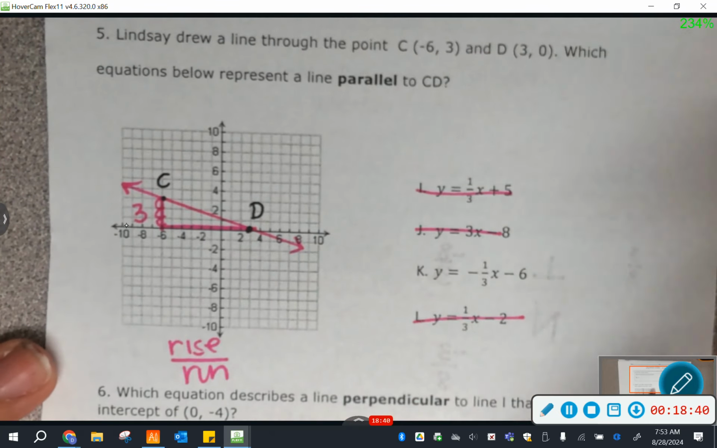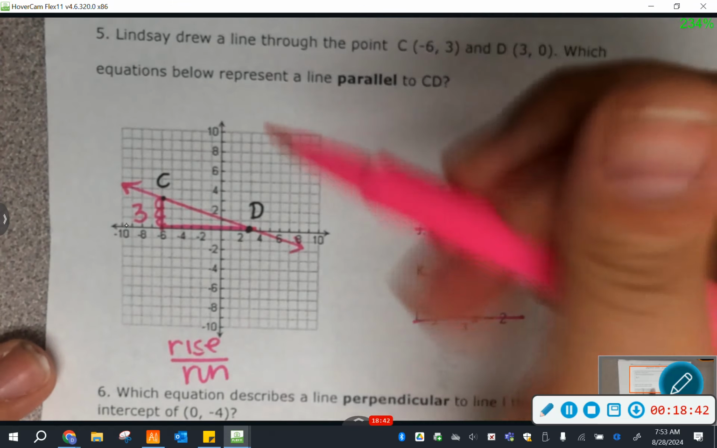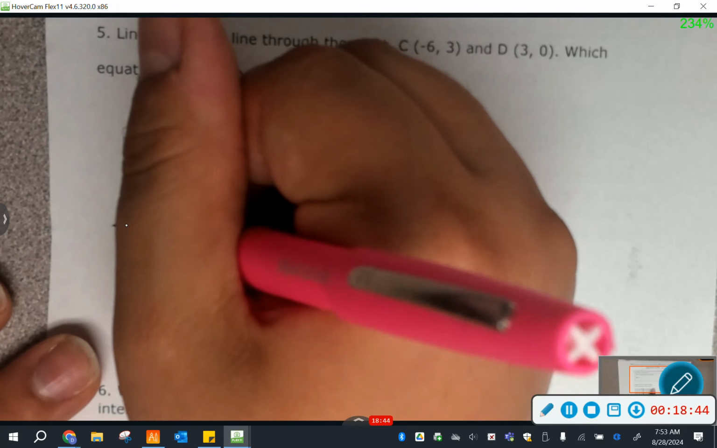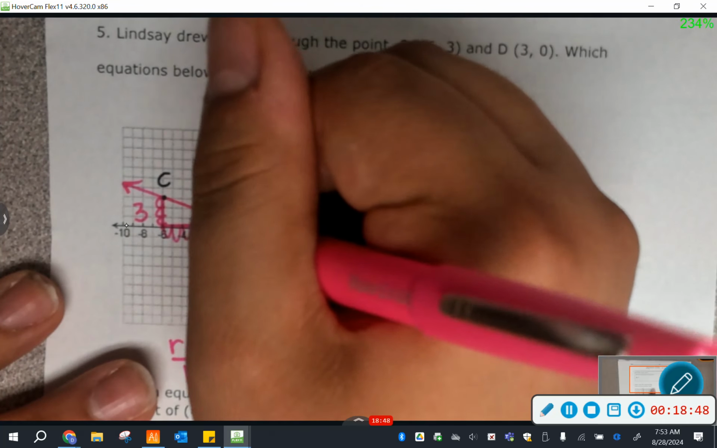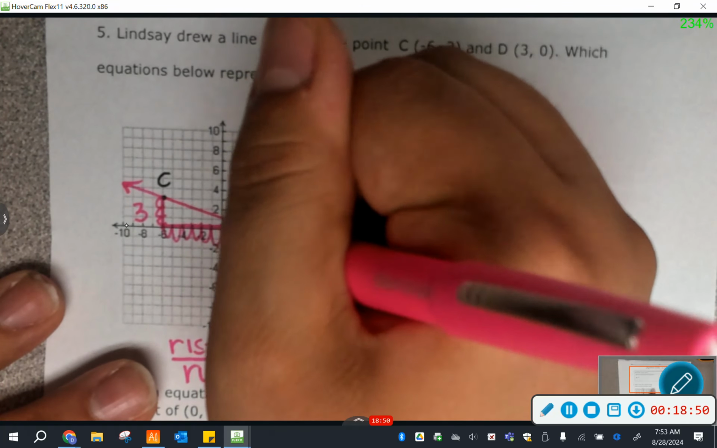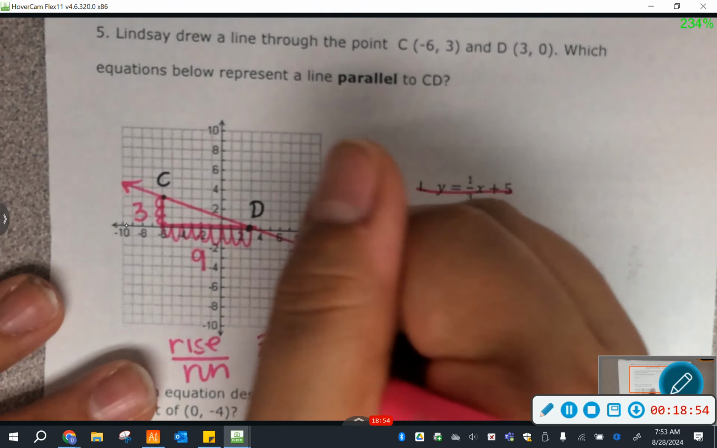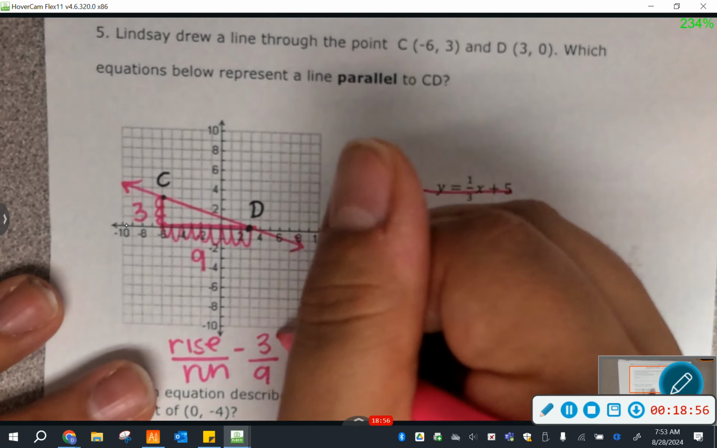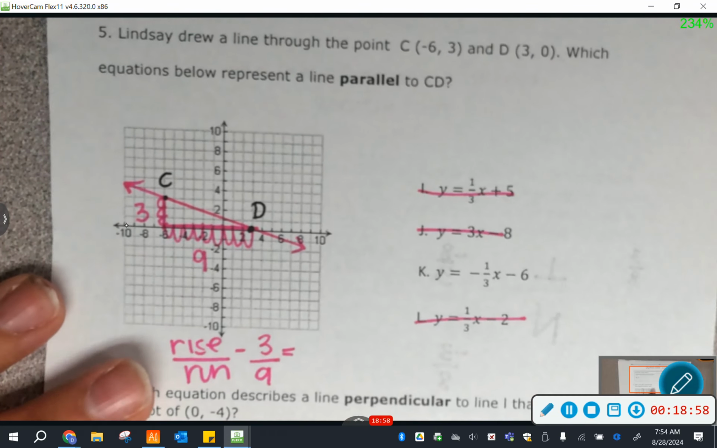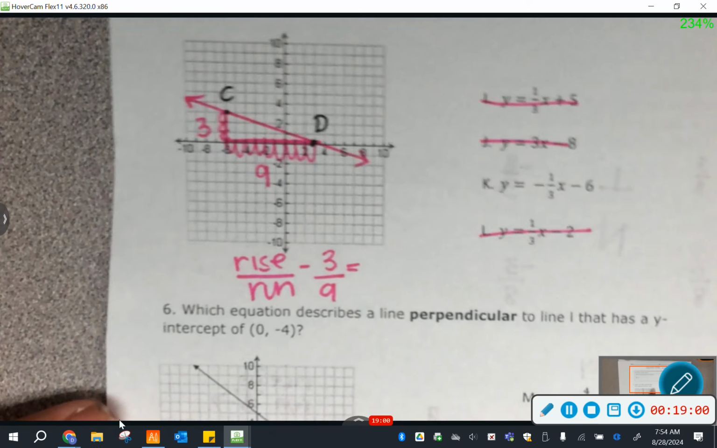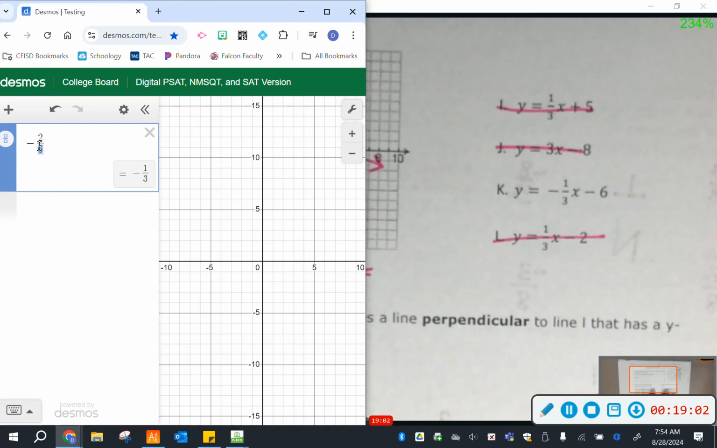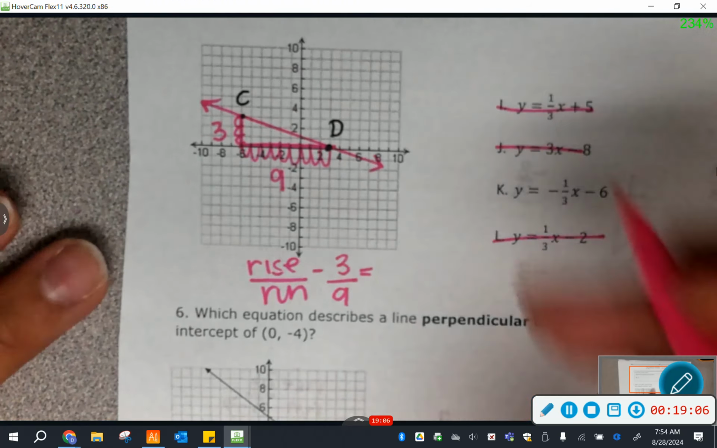Tomorrow, that's why I always want you to look at the graphs first and use those answer choices. 1, 2, 3. This graph is tiny. 4, 5, 6, 7, 8. Did y'all get 9 right there? 3 over 9, and it went down, so it's negative. Negative 3 over 9, if you put that in Desmos, is negative 1 over 3. So K would be the answer.